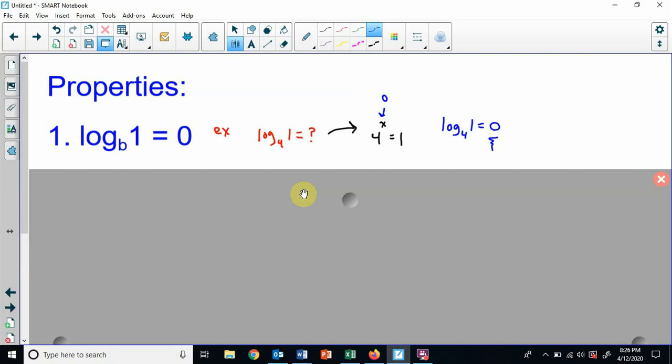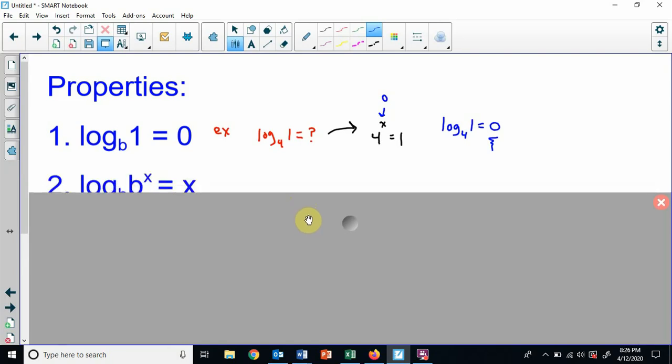Logarithmic functions are inverse functions with exponential functions. So if I take an exponential function and plug it into a logarithmic function, as long as they both have the same base, they will just undo each other. Or the other way around, if I take a logarithmic function and plug it into an exponential function, they will undo each other as long as the bases are the same.